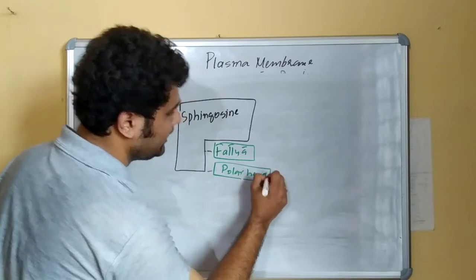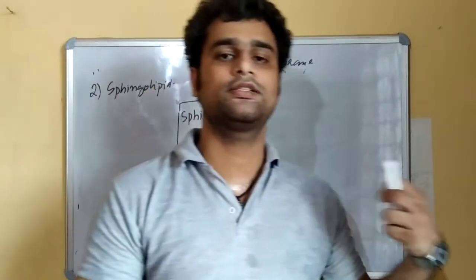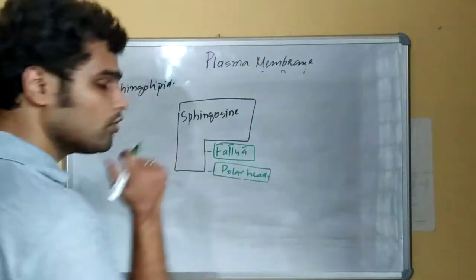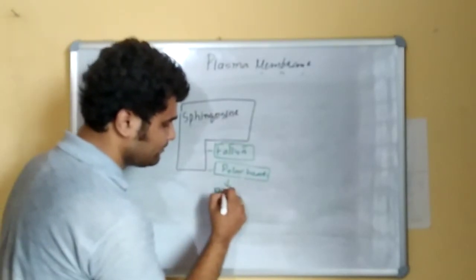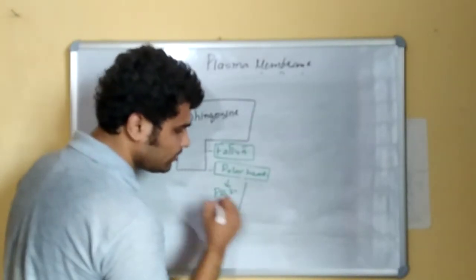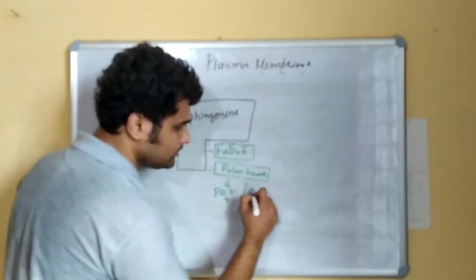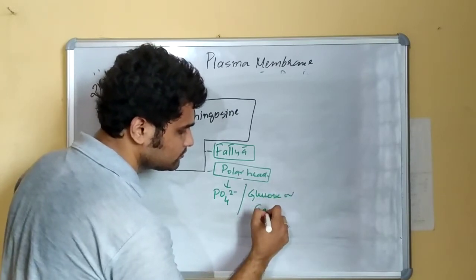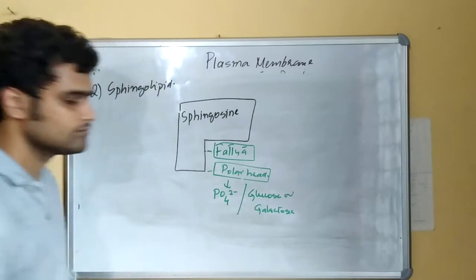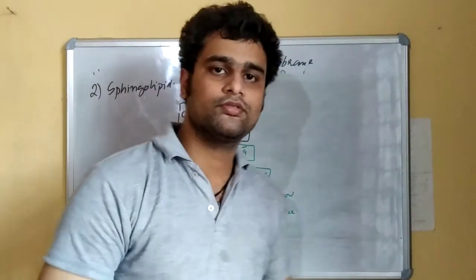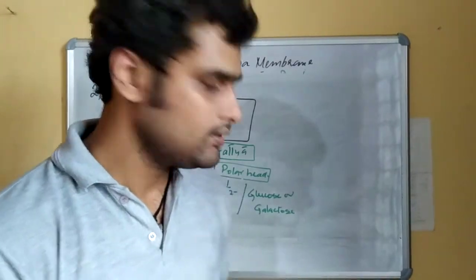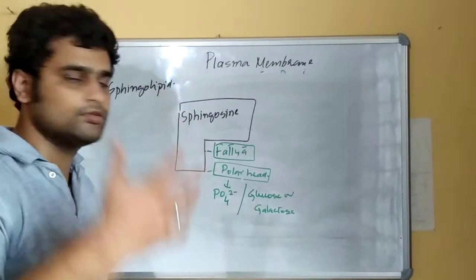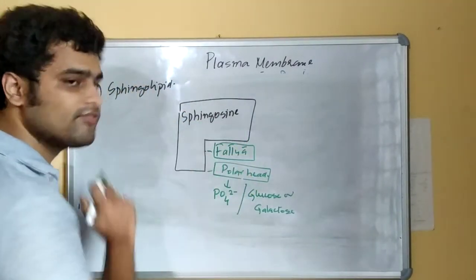polar head, right? Remember, the glycerophospholipids also had a head region which was different, right? So this polar head can be phosphate, right? It can also be glucose or galactose, okay? It can be either of them. So, a polar head. So sphingosine, just to give you an idea, has one fatty acid, right?